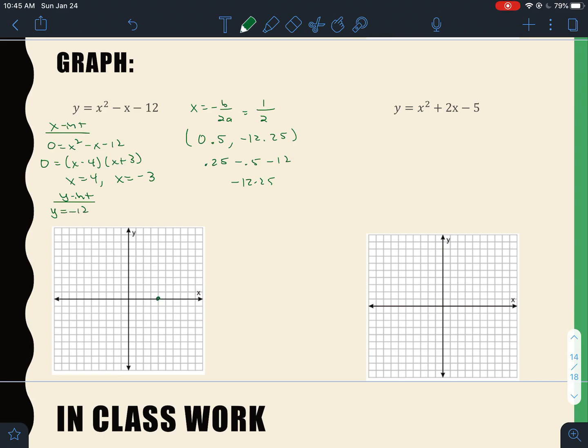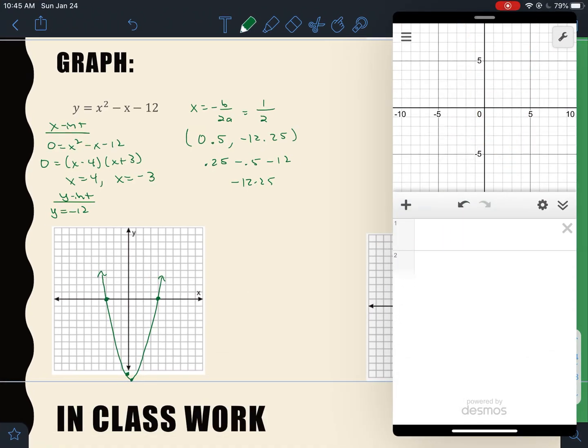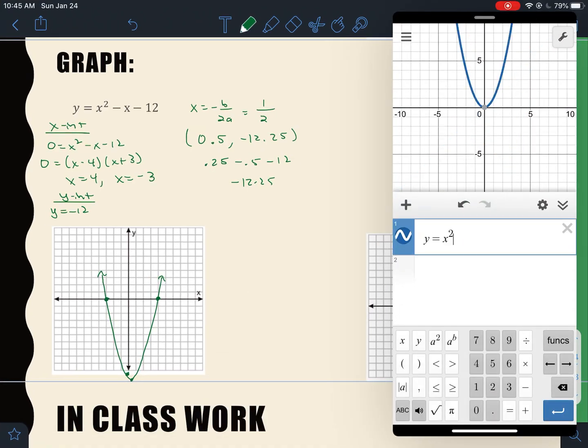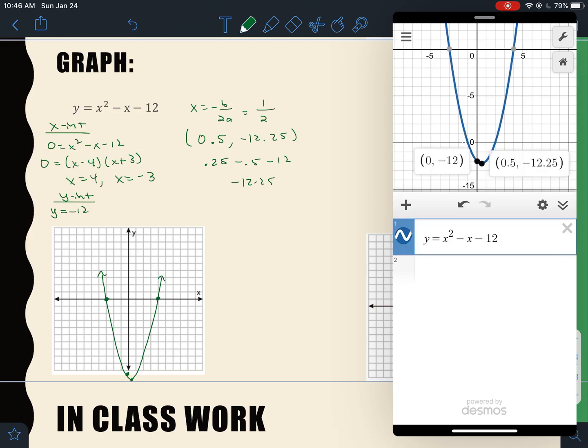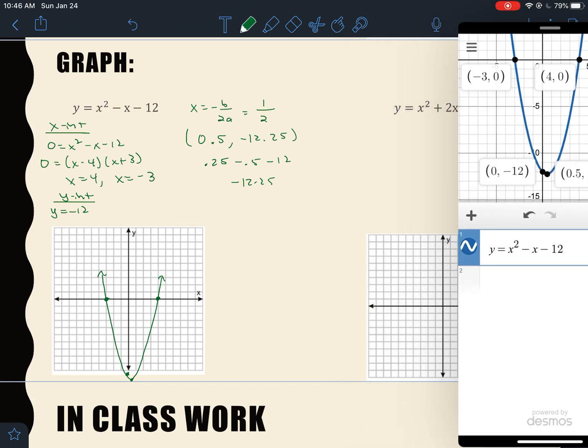So 1, 2, 3, 4. 1, 2, 3. So 4 and -3 are my x-intercepts. And then at 1/2, -12.25, so down here. And then my y-intercept's at -12, so then connect these. And that would be a sketch of that parabola. We can check against Desmos. Y equals x squared minus x minus 12. Notice we have intercepts at 4 and -3. And then our vertex and y-intercept look to be right. So all of those points look to be correct.